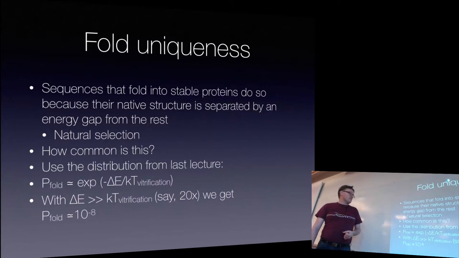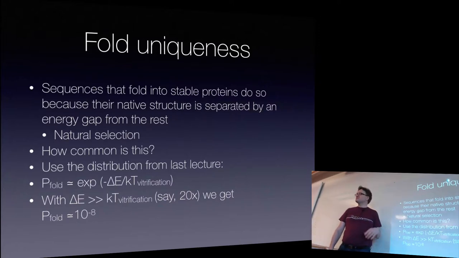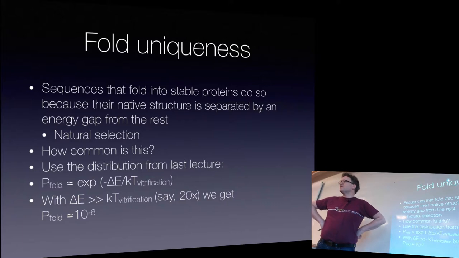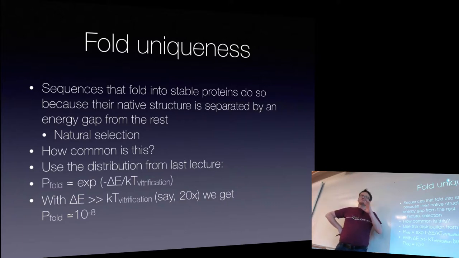And we can actually hand wave about this now with the Boltzmann distribution, because what I've been telling you a bunch of times is that it's going to be very rare that you have this uniqueness. But already yesterday we spoke about how we can talk about this in terms of some sort of vitrification temperature. And that's the temperature we got from the cost of these defects, right? A few kilocalories.